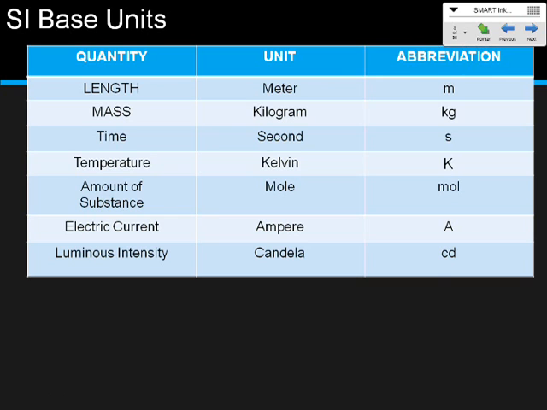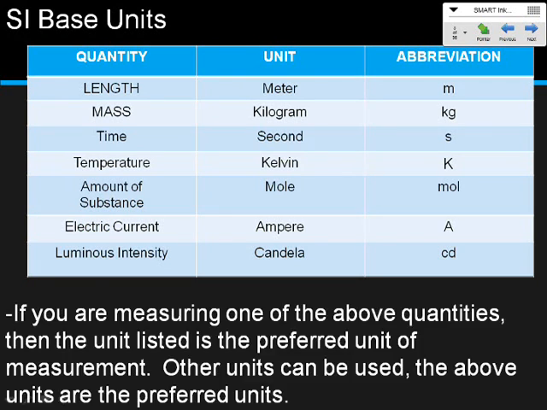Now let's look at SI base units. These are the base units, what people prefer to measure those certain quantities by. But that doesn't mean that we don't measure length by miles. It just means that the preferred unit for scientists are meters. Okay, so you can use other measurements or other units, but these are the preferred units for the SI base units.